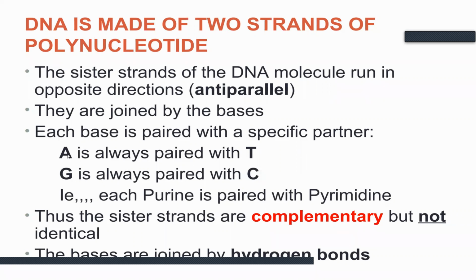Okay, so A and G were what? Purines. And C and T were what? Pyrimidines. So purine will never pair with purine. Purine will always pair with pyrimidine.